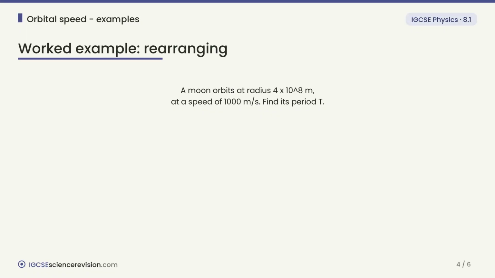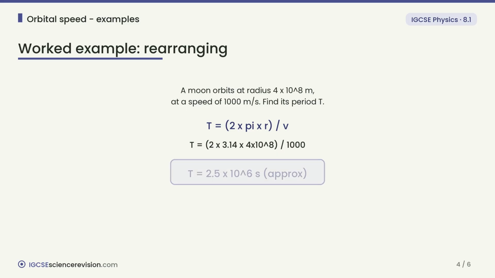Now a rearrangement. A moon orbits at a radius of 4 times 10 to the 8 meters at a speed of 1,000 meters per second. Find its orbital period. Rearrange for t. The period equals 2πr divided by v. Substitute 2 times pi times 4 times 10 to the 8, all divided by 1,000. That gives about 2.5 million seconds, which is roughly a month. So the maths matches real moons.